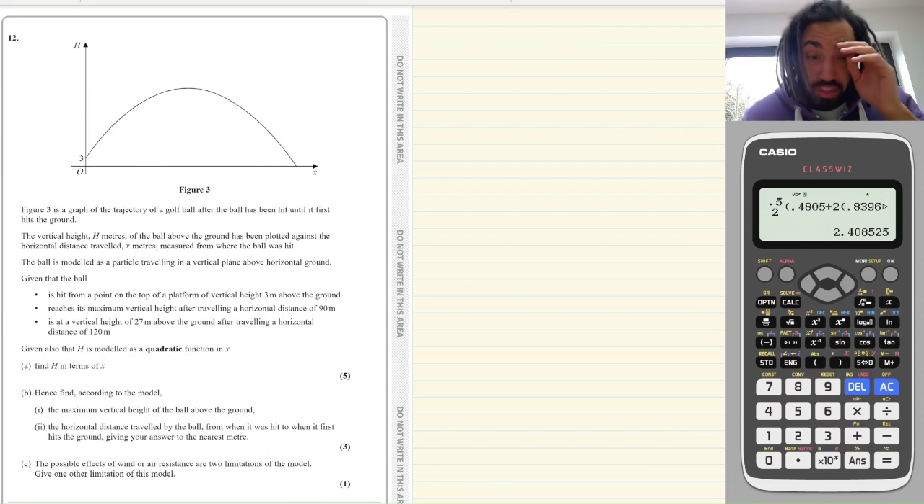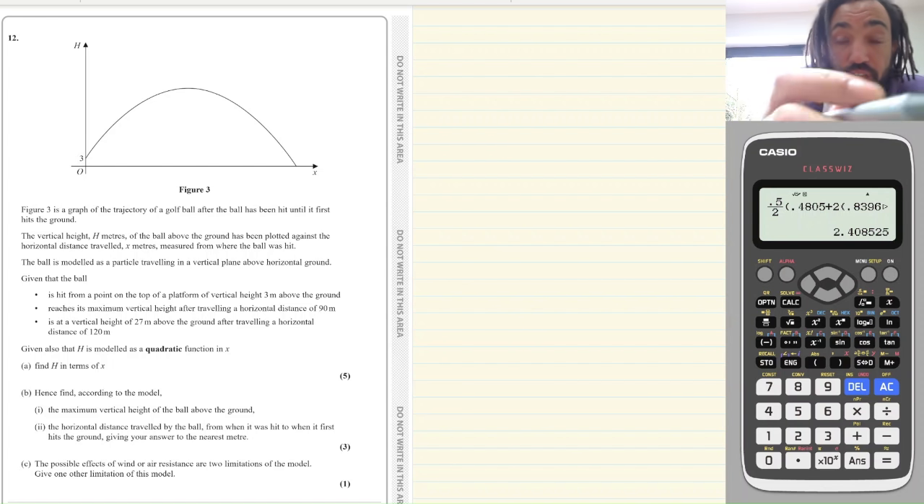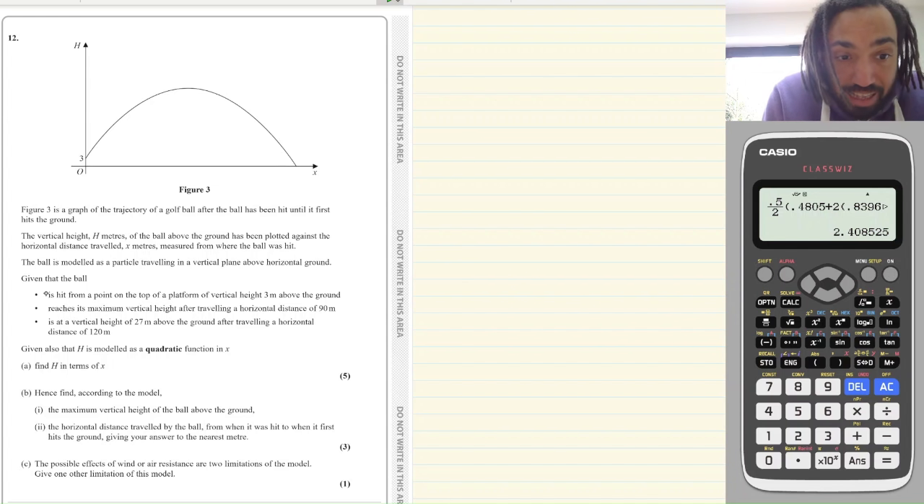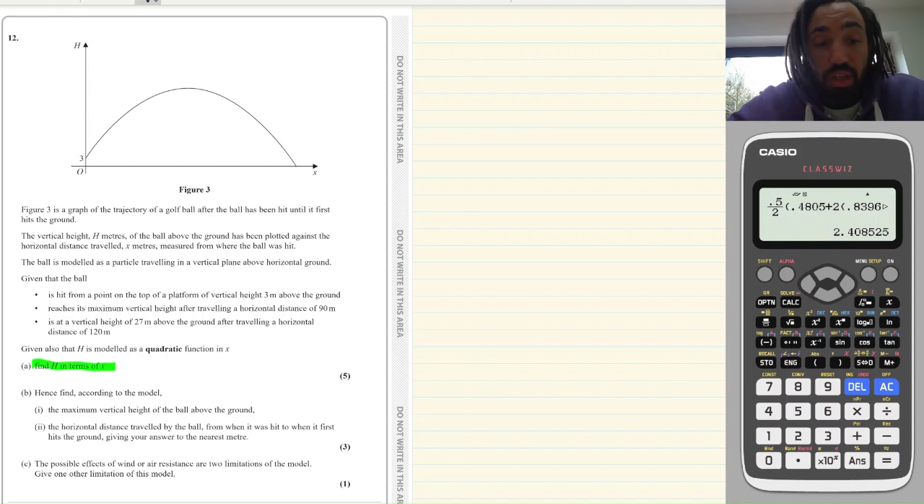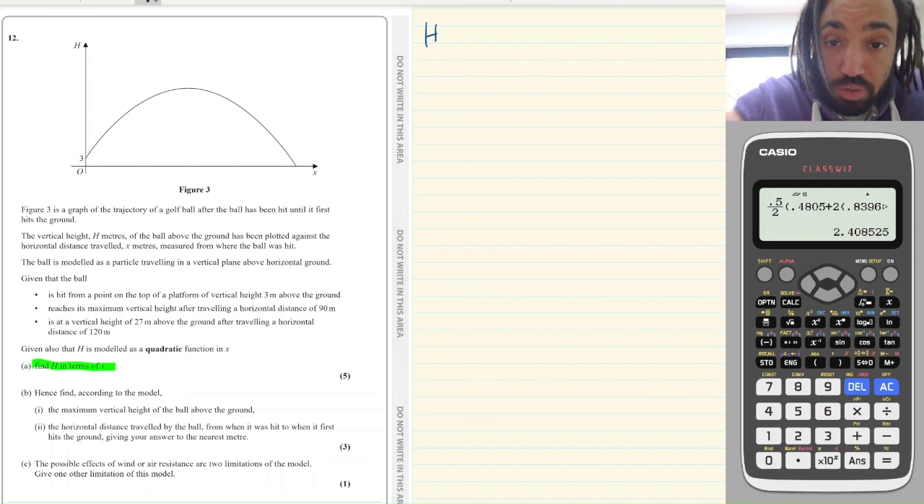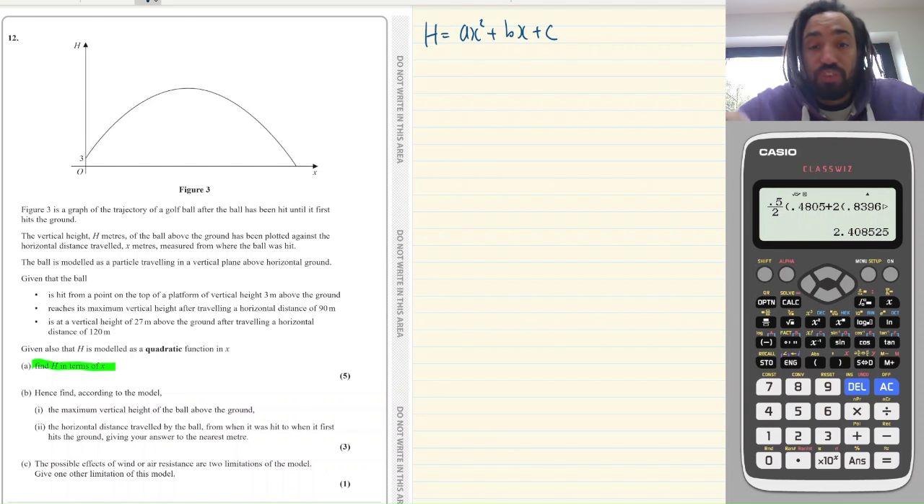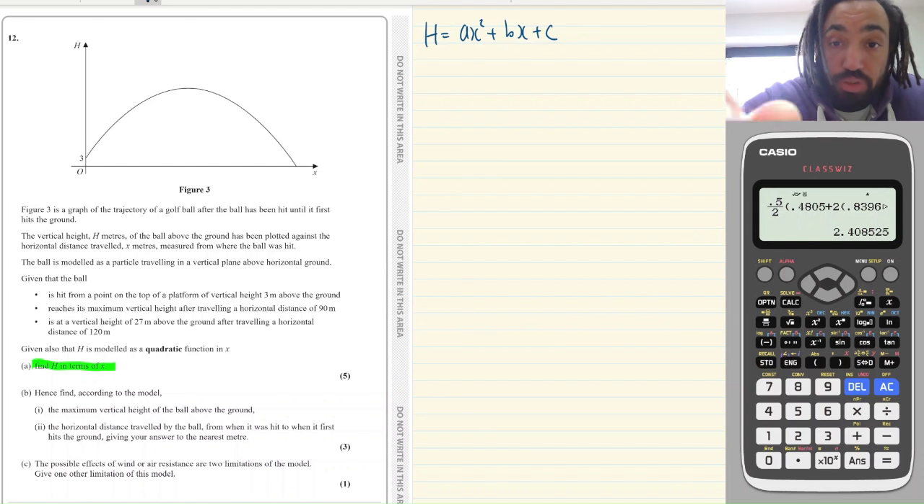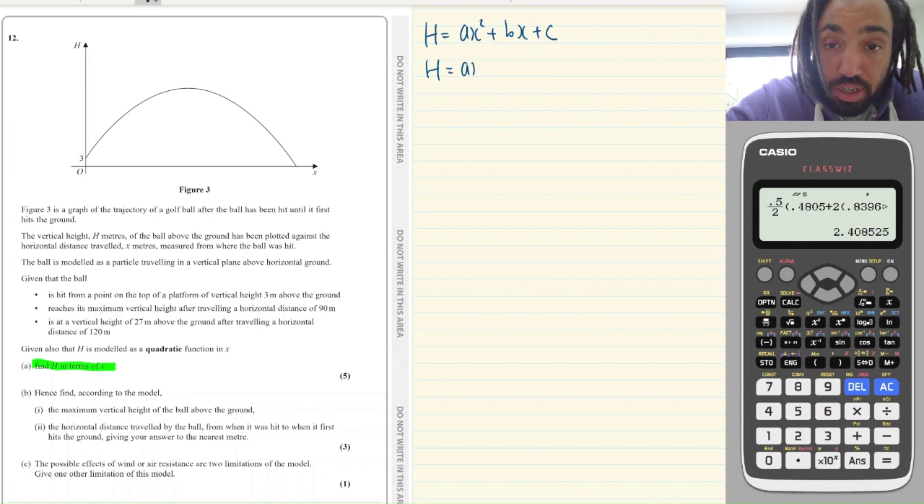Okay, I had to grab some more space for this one. There's a lot of text. So you've got a golf ball, and it goes from the tee all the way to the ground, and we need to work out the quadratic equation which represents this flight. So if it's a quadratic equation, it will be ax squared plus bx plus c. The first thing that we know is that it passes through the y-intercept at 3, so we know that the c value is definitely going to be plus 3.